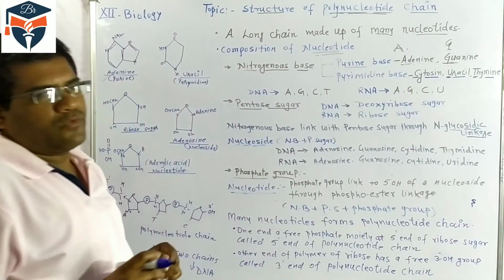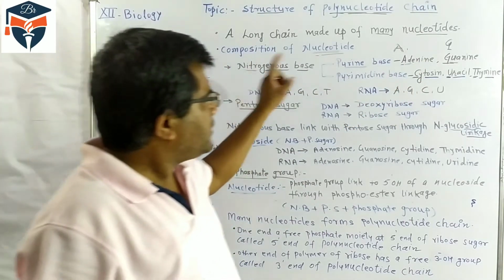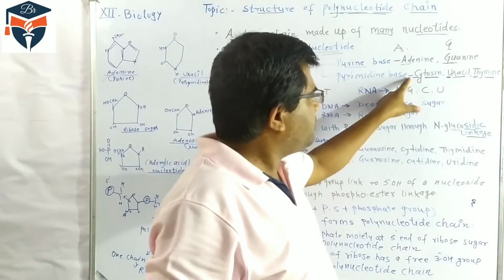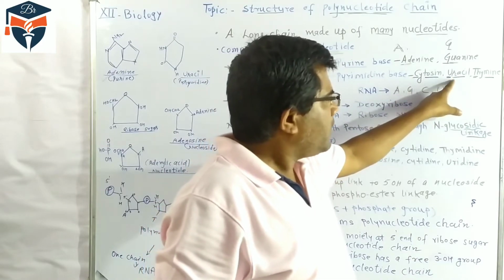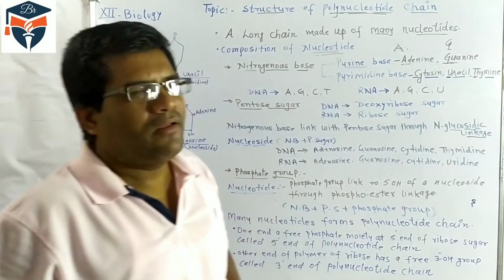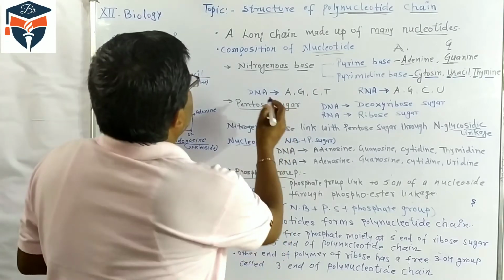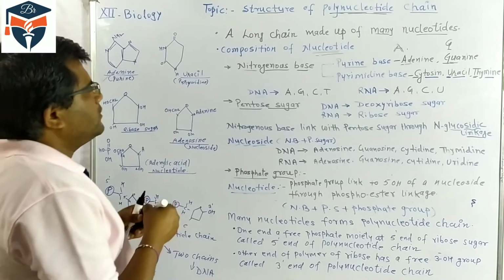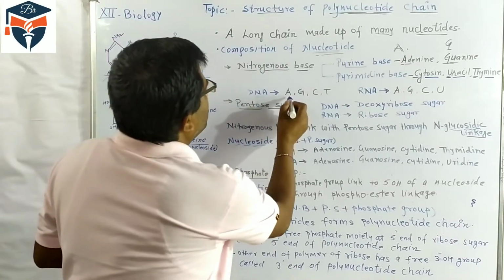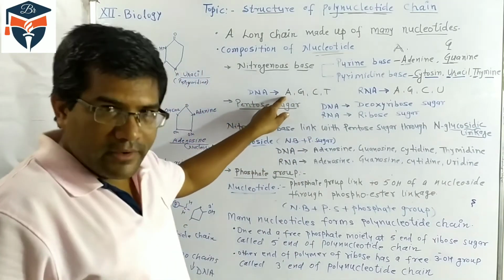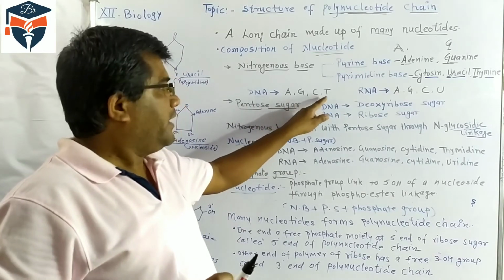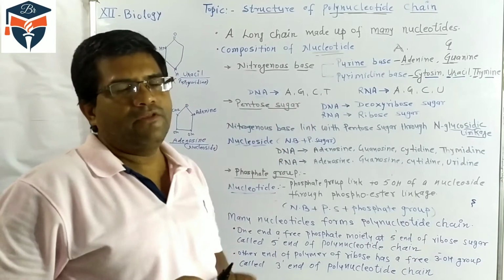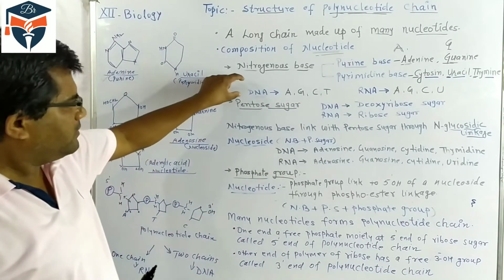We have learned more detail in class 11. In class 12 you should remember A for adenine, G for guanine, C for cytosine, U for uracil and T for thymine. Out of these, the DNA molecule, about which we will discuss the detail later, has 4 nitrogenous bases: adenine, guanine, cytosine and thymine.